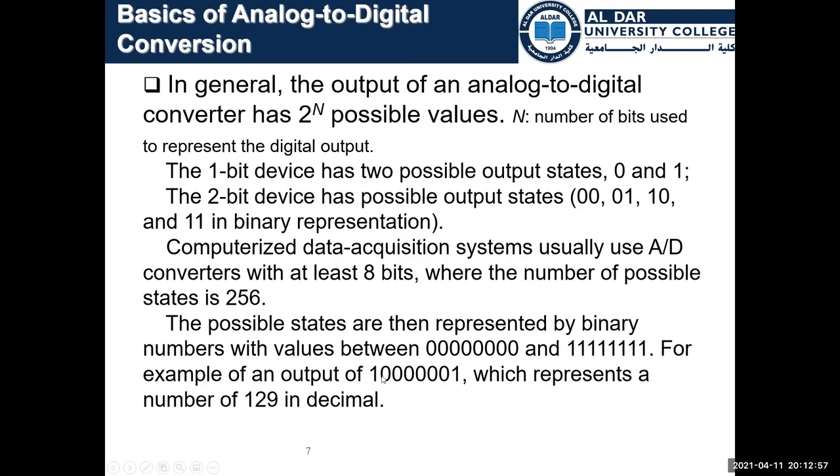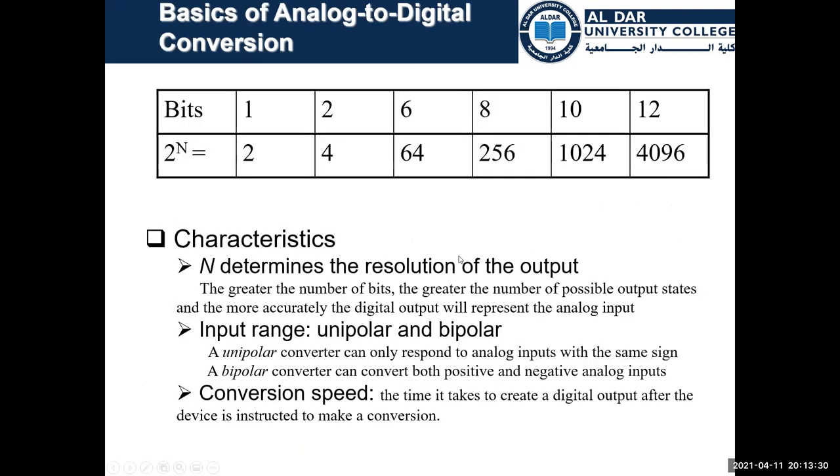For example, an output of 10000000 represents the number 128 in decimal. The number of bits is very important here. If we have 1 bit, we have 2 states. If we have 2, we have 4, and so on. If we have 3, we have 2 to the power 3. If we have 8, we have 2 to the power 8 possible output states. For example, 1 bit gives 2 states, 2 bits 4, 6 bits 64, 8 bits 256, 10 bits 1024, and 12 bits 4096.